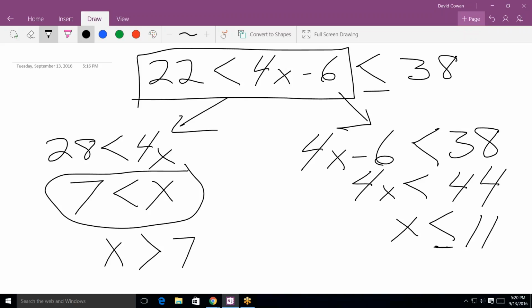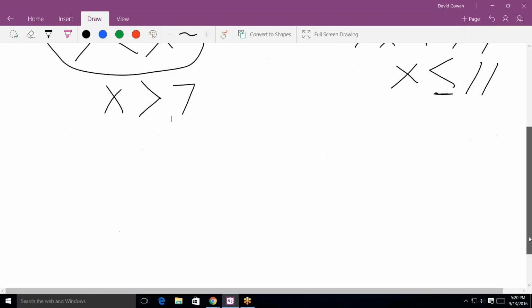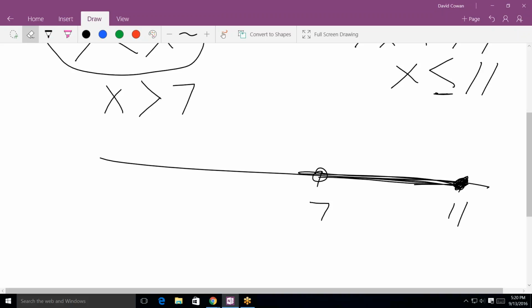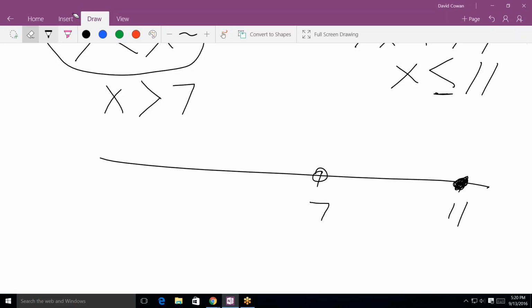Okay. Now, if we want to graph it, it's going to be an open circle for 7 and a closed circle for 11, and they're both going to be interconnecting. And you can see from that that x would be less than or equal to 11, greater than 7, so it would be in between those two numbers. Not always. Sometimes you get an answer that looks like this, in other words, that goes one way, and this goes another.